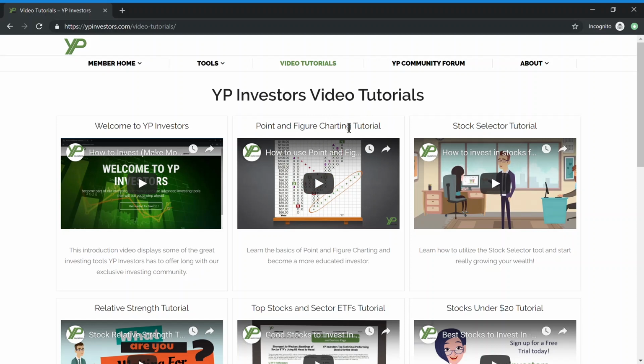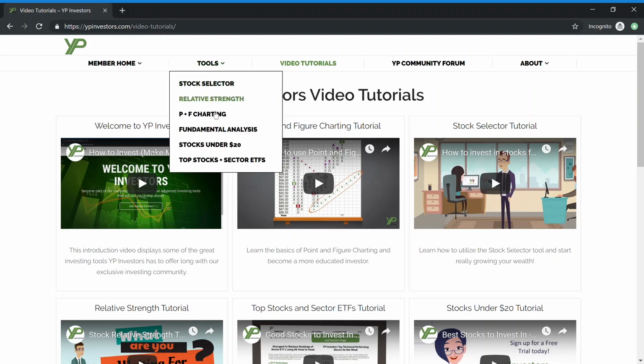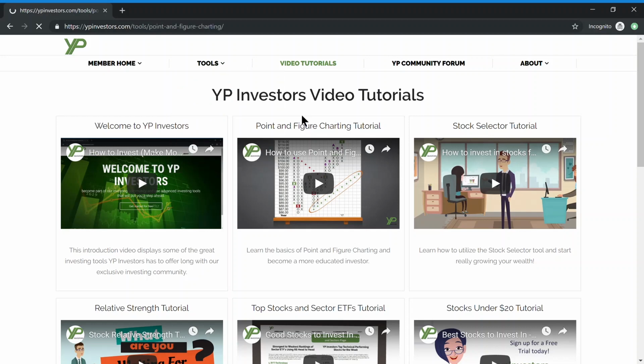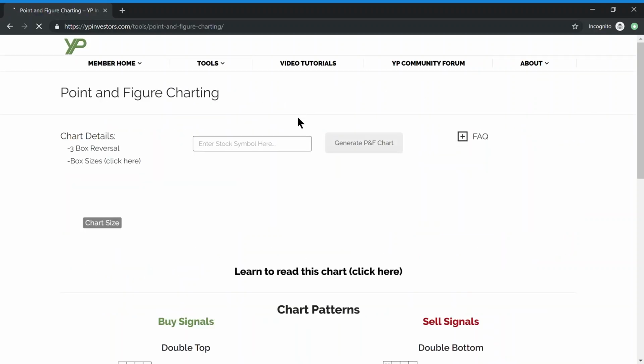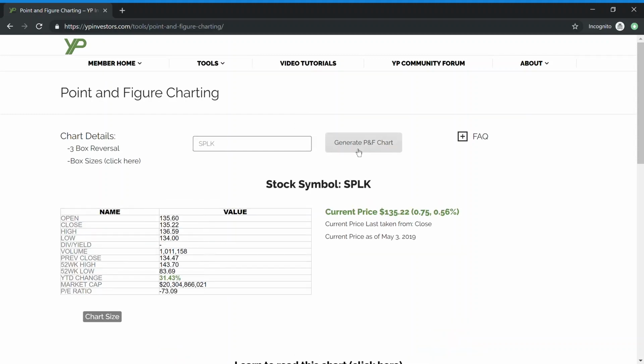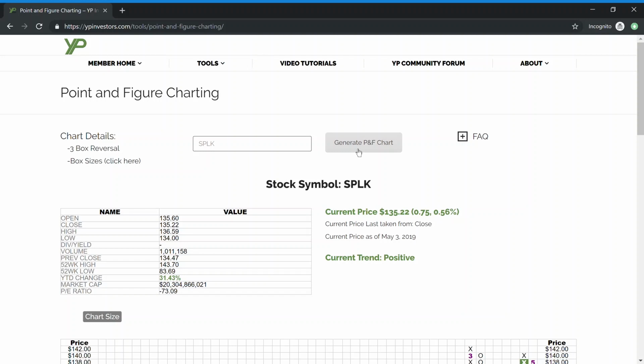Alright, let's get into positive and negative trend lines. Let's start by looking at positive trend lines. And to do that, we're going to open up the YP Investors point and figure charting tool. So go to the Tool tab, scroll down to P&F charting. Once this loads, let's enter the symbol SPLK. Click Generate P&F Chart. Now this is Splunk. It's a software company, and we can see the current trend is positive.